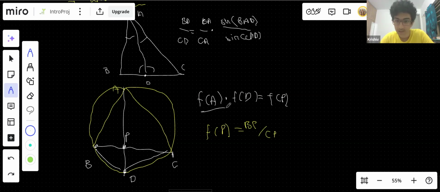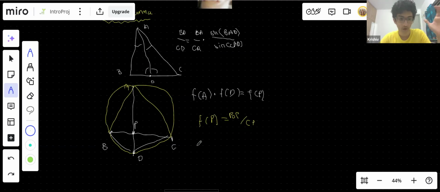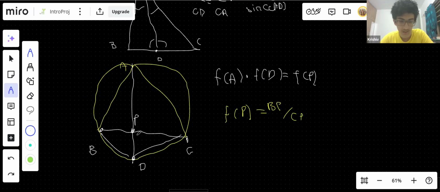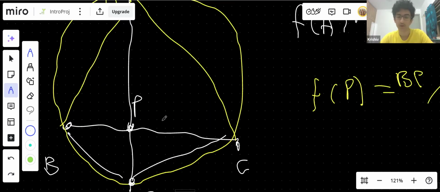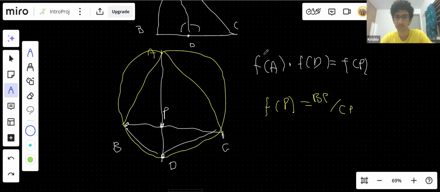But this is very powerful. This thing, f of A times f of D is equal to f of P, you should remember. You work with respect to one segment BC, and for points on a circumcircle through B and C, passing through any point on BC, the product of f of the two points on the circle is the function of the point on BC. I hope that's clear.